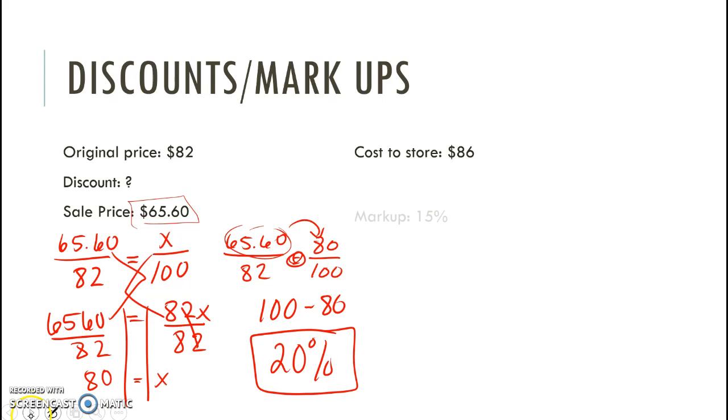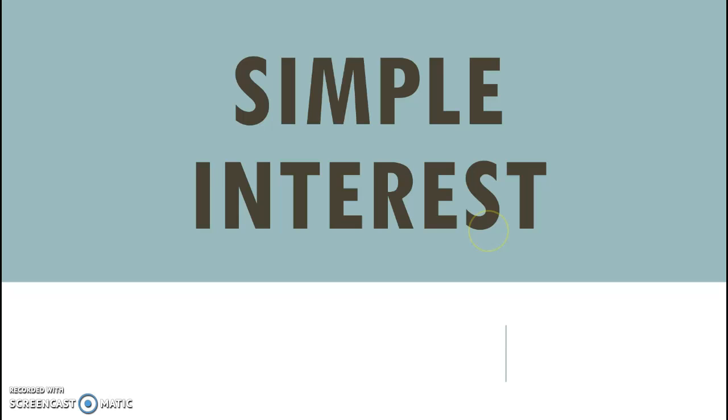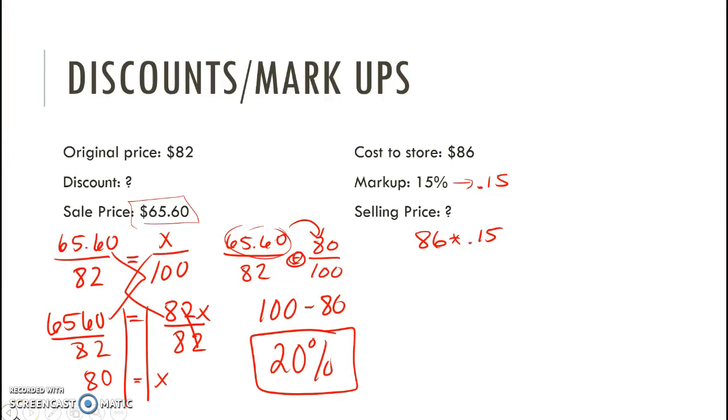And then our next problem is actually a markup problem. So the cost to store, that means the store bought this item for $86, and they're going to mark it up by 15% so they can make a little bit of a profit. So we need to figure out what the selling price is. And again, the selling price is the cost to store plus that markup. So what we're going to find first is 15% of 86. So I'm going to take $86 and multiply it by 15 hundredths, which is percent in a decimal form. So 86 multiplied by 15 hundredths gives us 12.9 or $12.90.